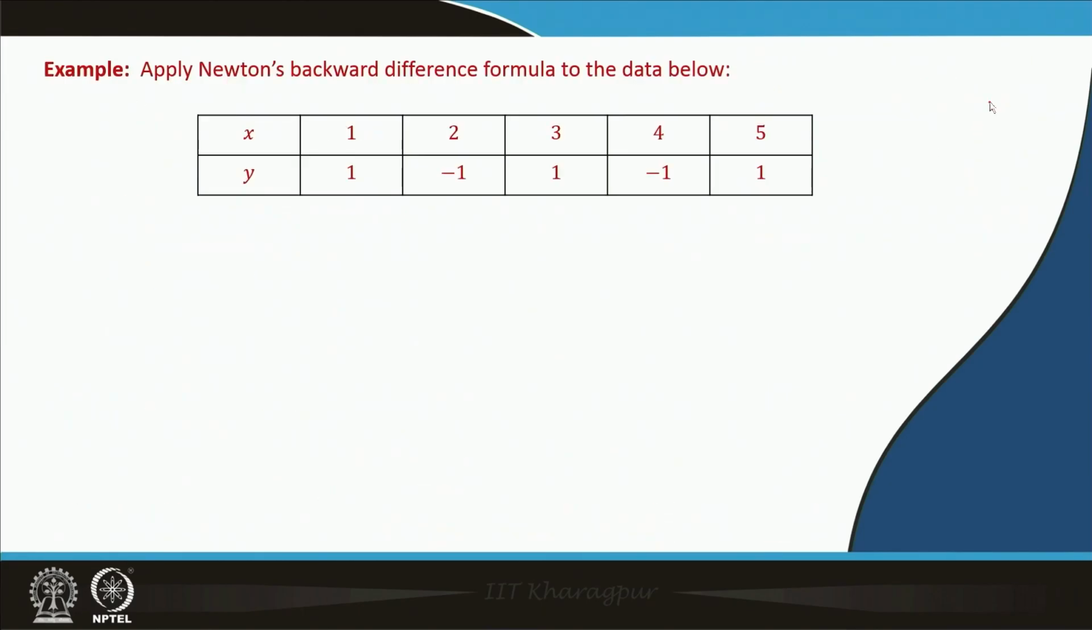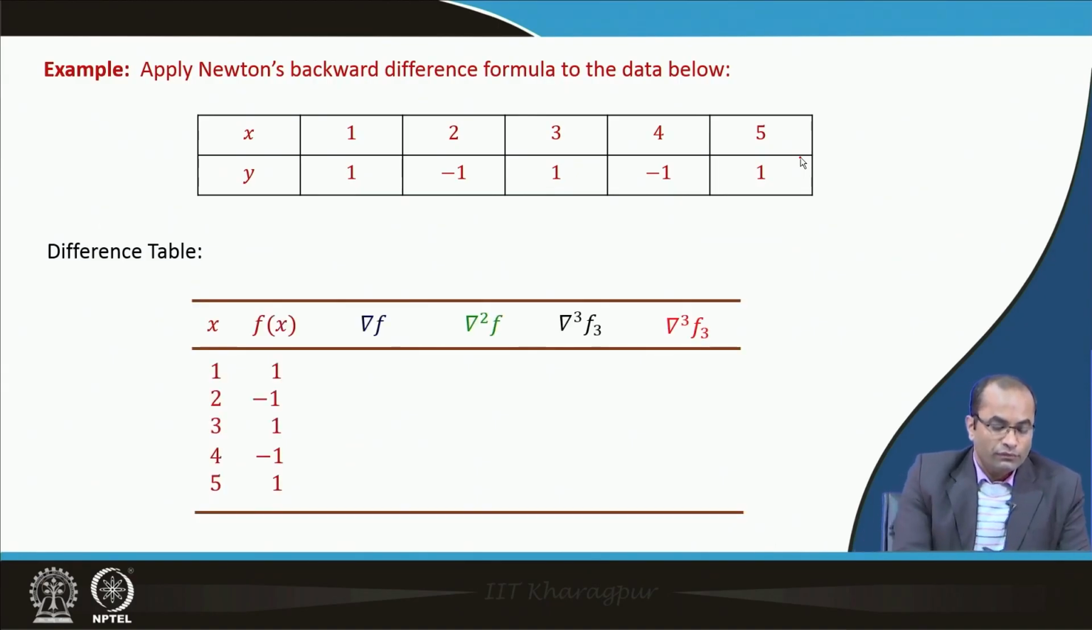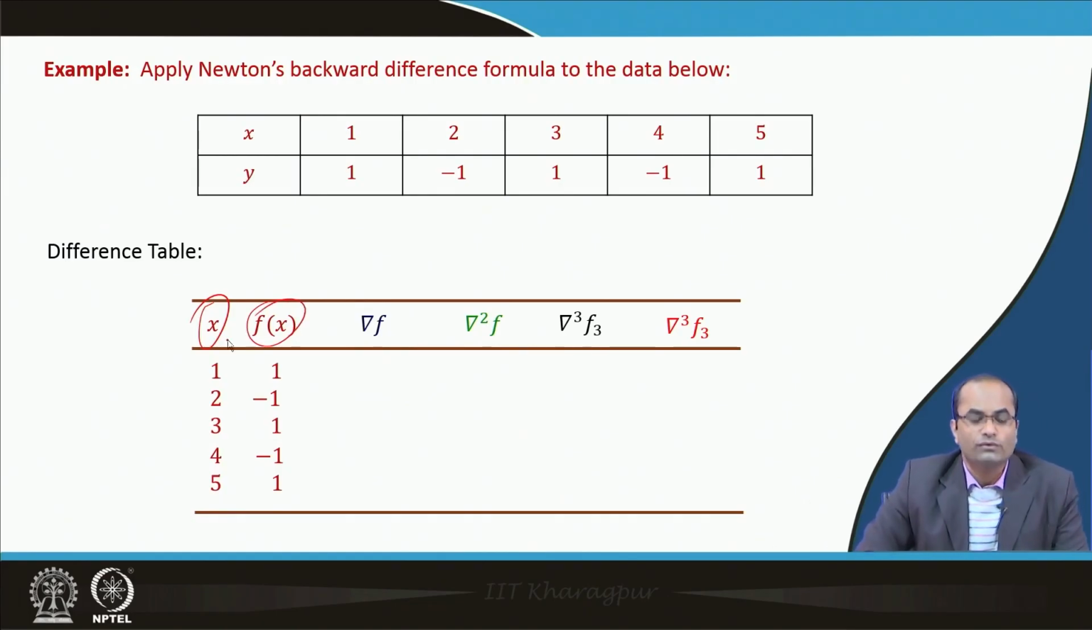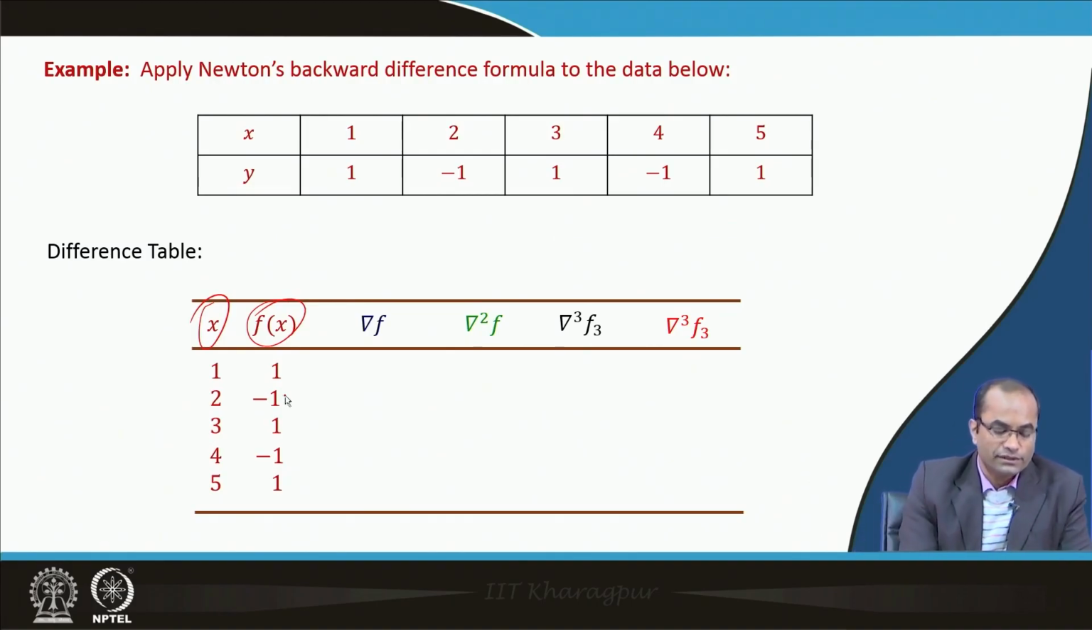In this example, we will again be talking about Newton's backward difference formula for this table, where x values are 1, 2, 3, 4 and 5. So, there is a difference of 1, and the corresponding values of y are 1, minus 1, 1, minus 1 and 1. Having these data points, we can construct the difference table, where we list all these x values in the first column, then the corresponding value of function in the second column, and then the differences will come. So, minus 1 and minus 1.